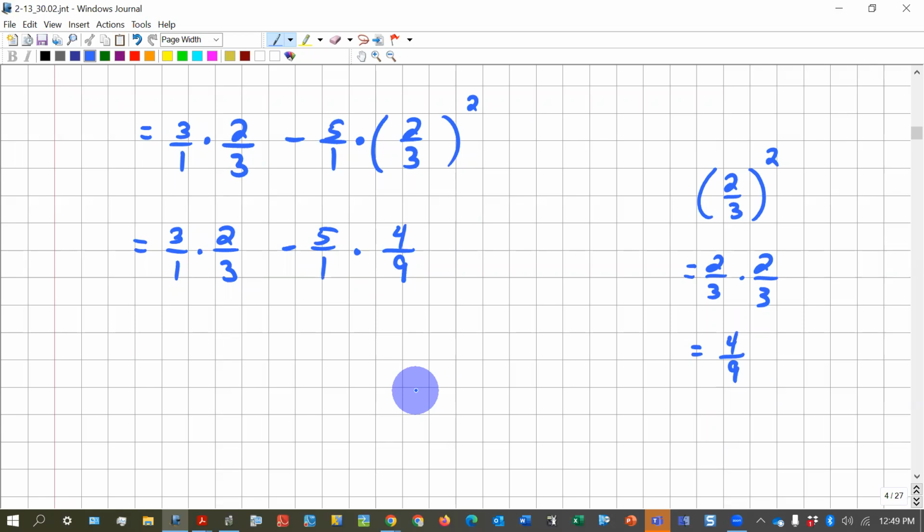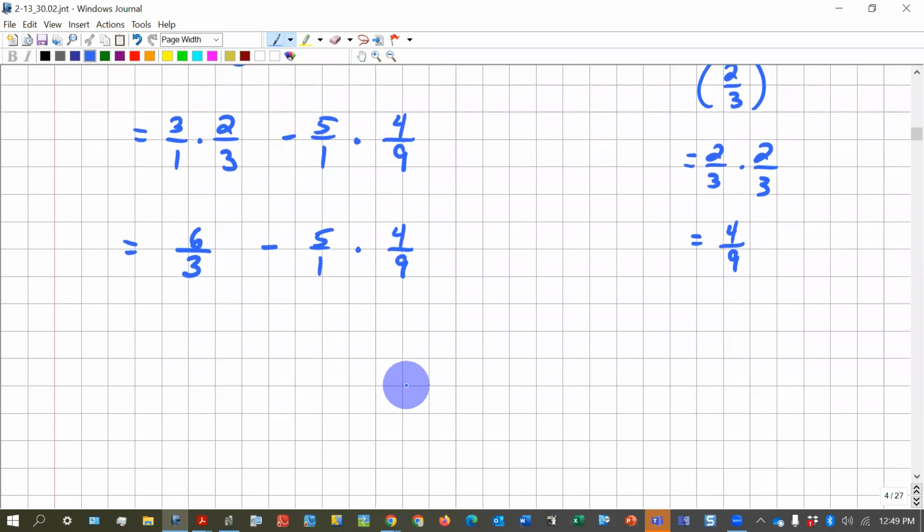And then I have to multiply before I add or subtract. Work left to right. 3 times 2/3 is 6/3. Then 5/1 times 4/9 is 20/9.